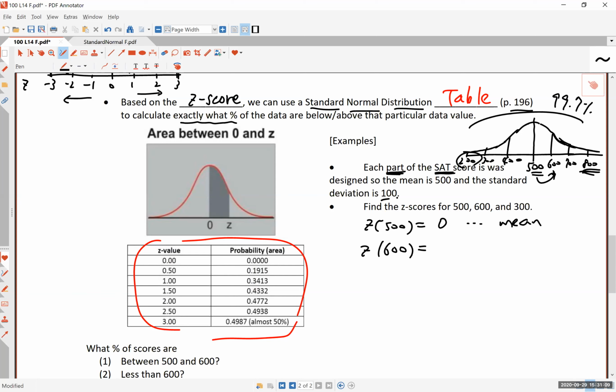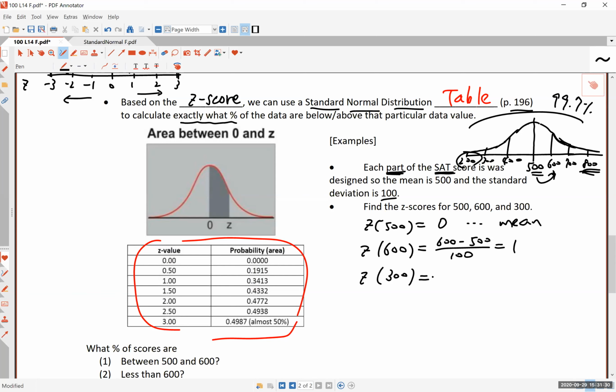Because the standard deviation is 100. Now, of course, if you want to use the formula, you can do this. 600 minus 500, that's the deviation. Divide that by the standard deviation, that's 1. So the score of 600 is considered to be 1 standard deviation above the mean.